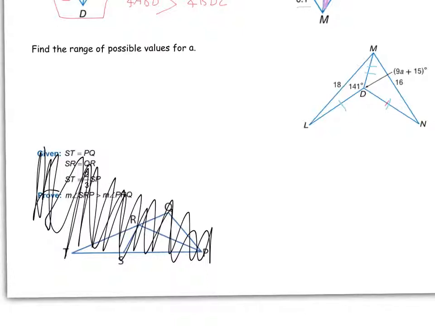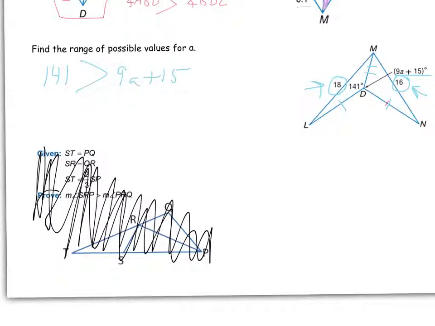So we're looking at these two angles, 141 and this right here. Well, they are opposite the segments 18 and 16, which means the one opposite 18 is going to be larger than the one opposite 16. 141 is opposite 18, so that's greater than 9a plus 15.